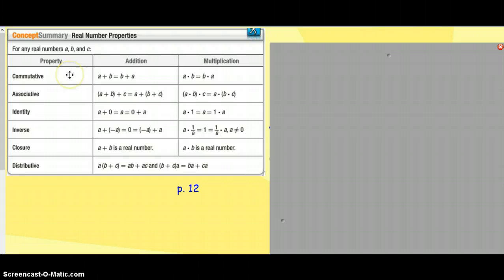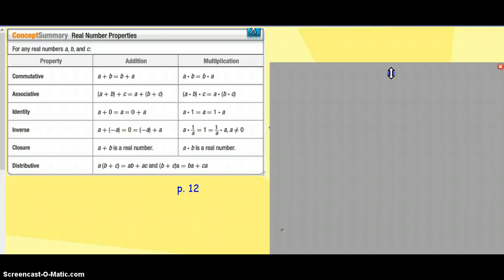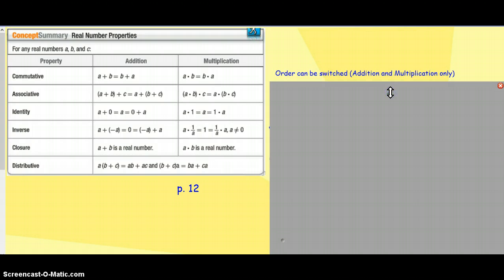So commutative property, you may remember, means that for addition or multiplication, it doesn't matter which way you add or multiply things, it always gives you the same answer. For example, 3 times 2 is 6 and 2 times 3 is 6. So the order can be switched, and this is only for addition and multiplication. It won't work for subtraction and division.